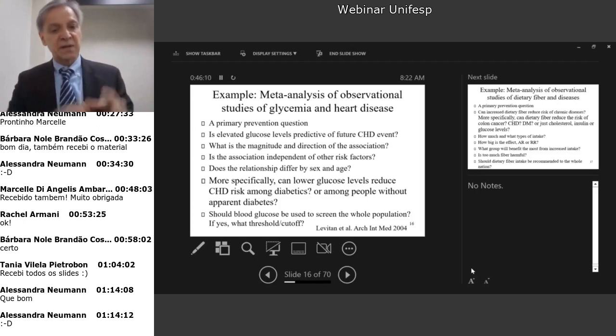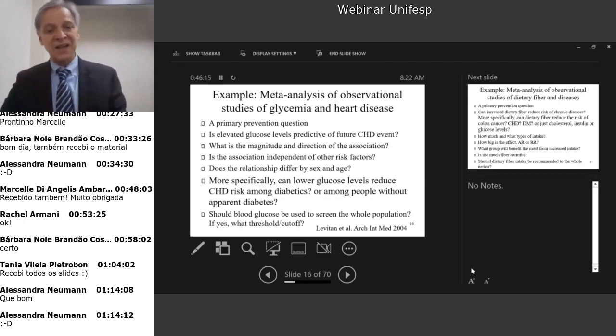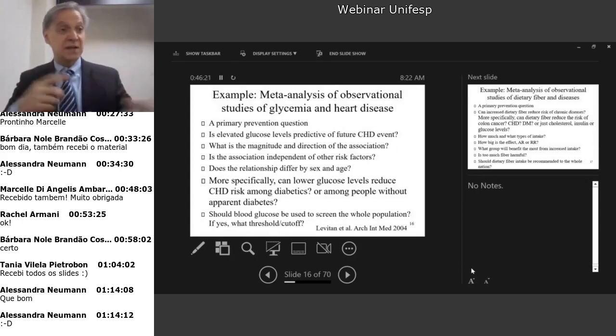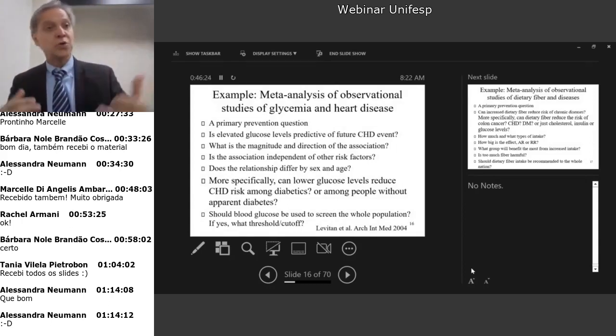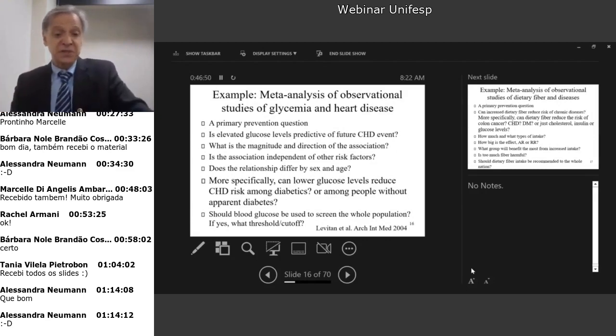These studies evaluated this association between glucose levels and CHD over time, adjusting for anything under the sun. That's independent, meaning the finding is independent. It doesn't matter if I'm black or white, old or young, whatever, the association holds. That's an adjusted measure. Is the association independent of other risk factors? That's the question. Does the relationship differ by sex and age? That's a little different. I'm here more interested in saying, is that attenuated or modified by another, a third variable? That's effect modification or interaction, statistically speaking.